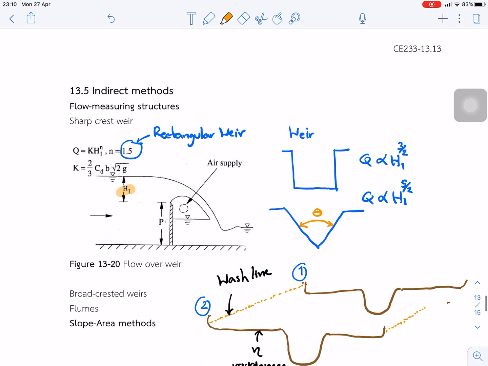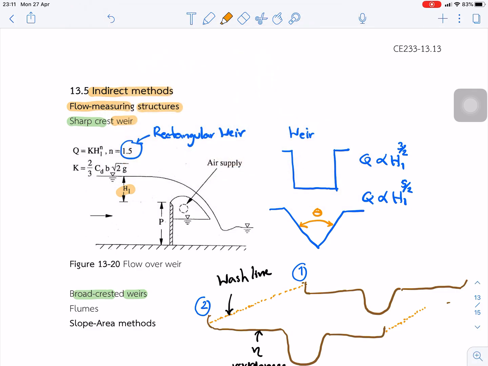And then the next method we call the indirect method, and we use a flow measuring structure like the weir. In this case there are two types of weir: the sharp crest weir or the broad crest weir. Let me just introduce the sharp crest weir.